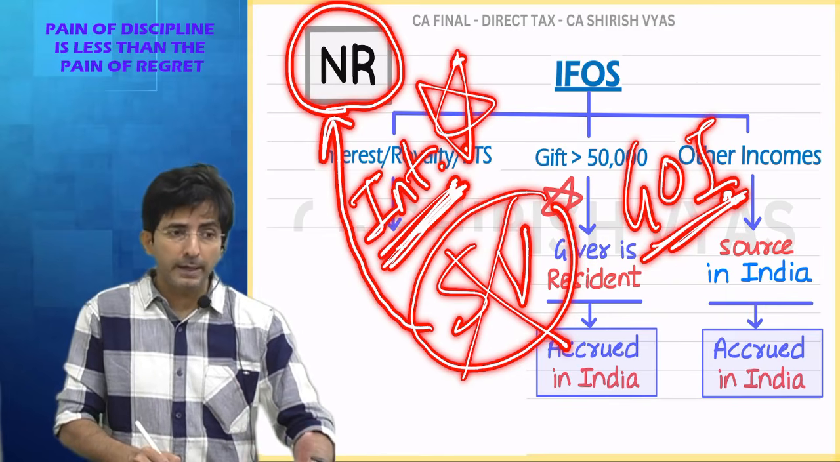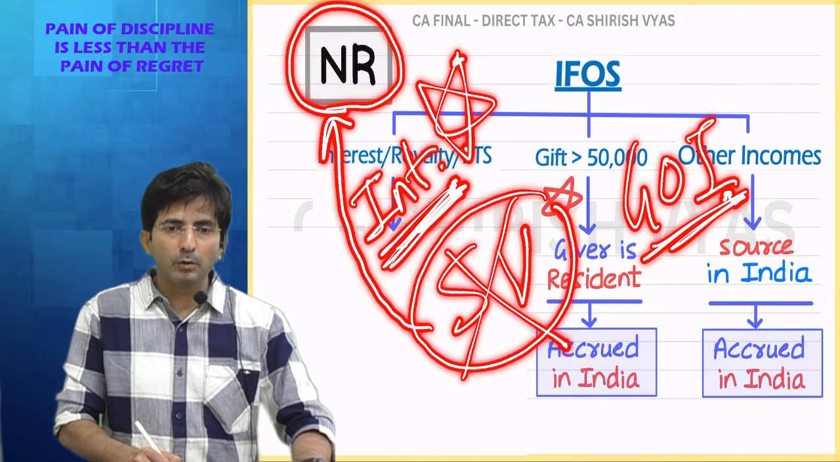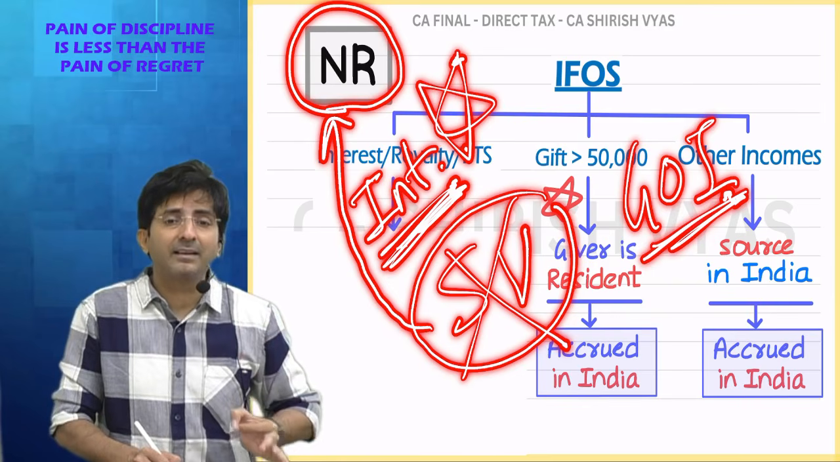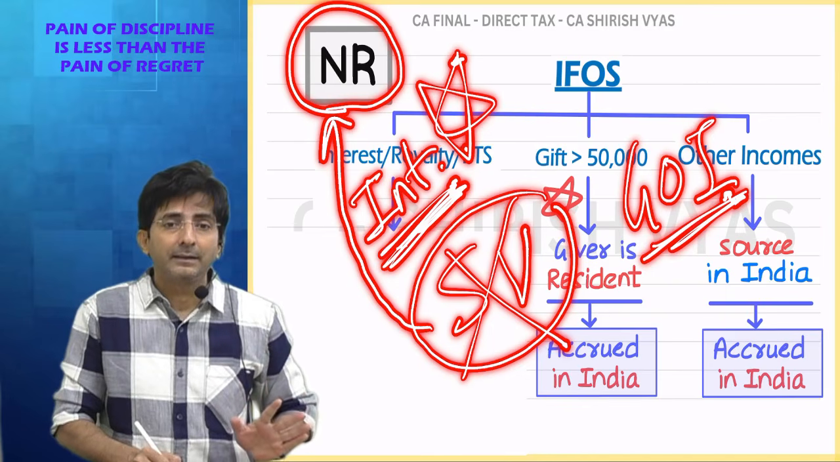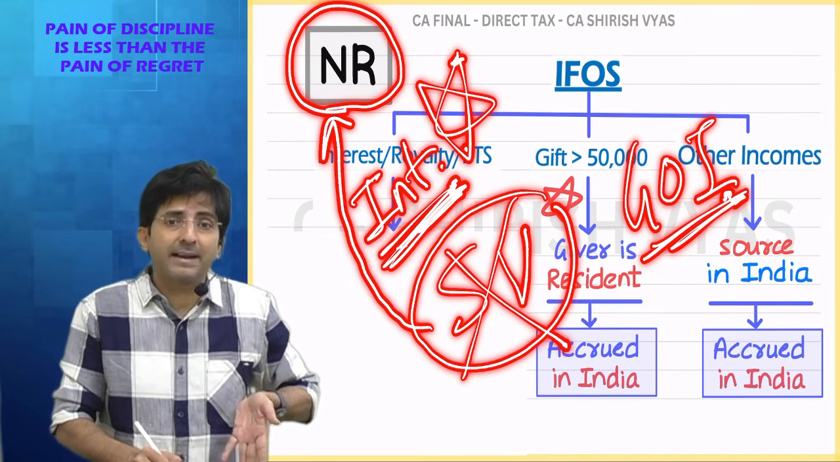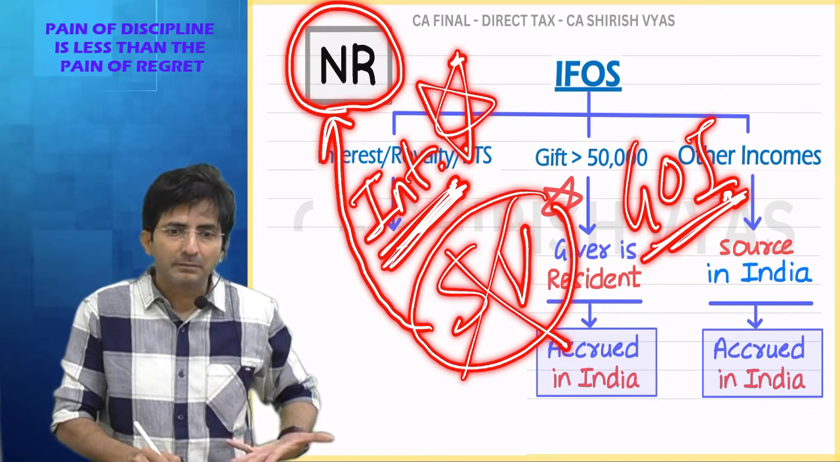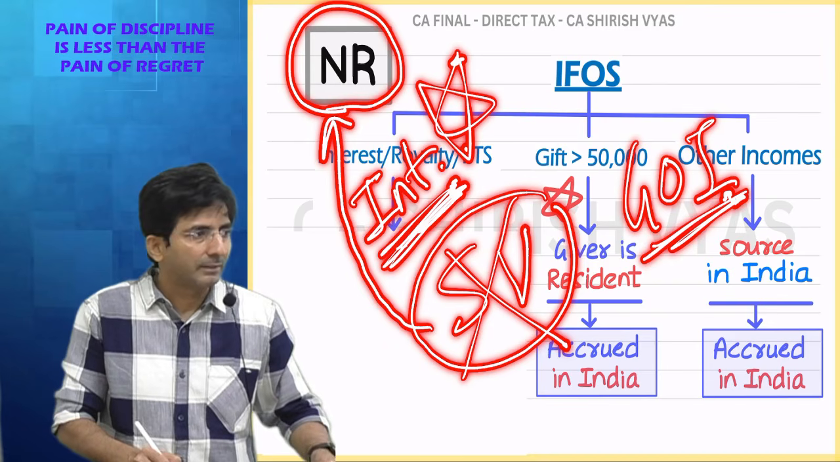Banda mat dekh, dhanda dekh. Means don't see the person, see the business. So government has taken the loan for business in Mauritius. It looks like accrued in Mauritius. But government is an exception. Once NR gets income from Government of India, accrued in India. Here it is reverse. Banda dekh, dhanda nahi. Because banda is a respectable banda. Government of India. Not just chiller pillar like Shirish Vyas, etc.